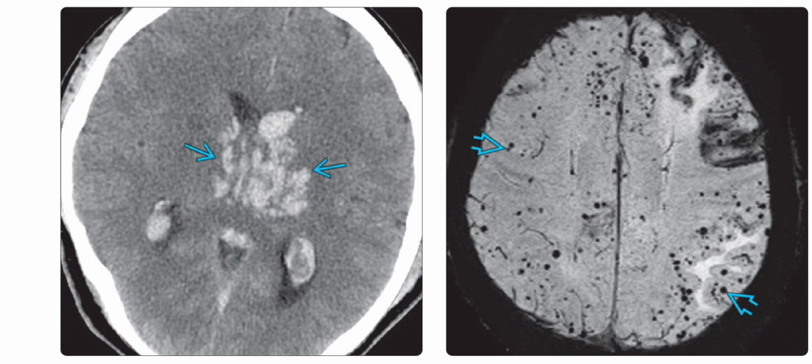Right is the axial SWI MRI image in an elderly patient, and it shows the extensive susceptibility artifact related to microhemorrhages in the bilateral hemispheres. Pattern is typical of cerebral amyloid angiopathy.